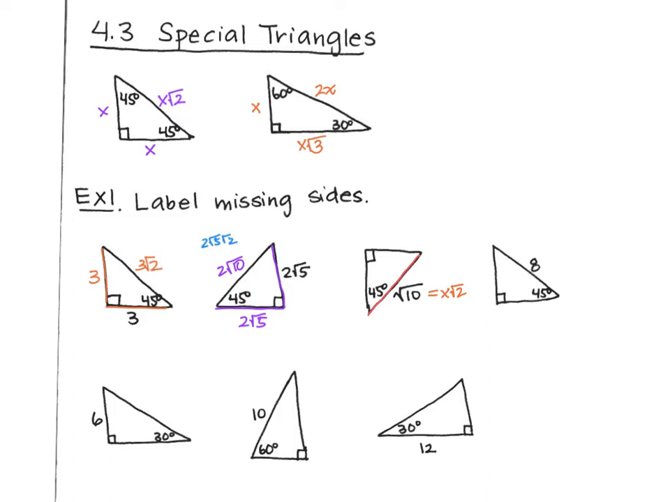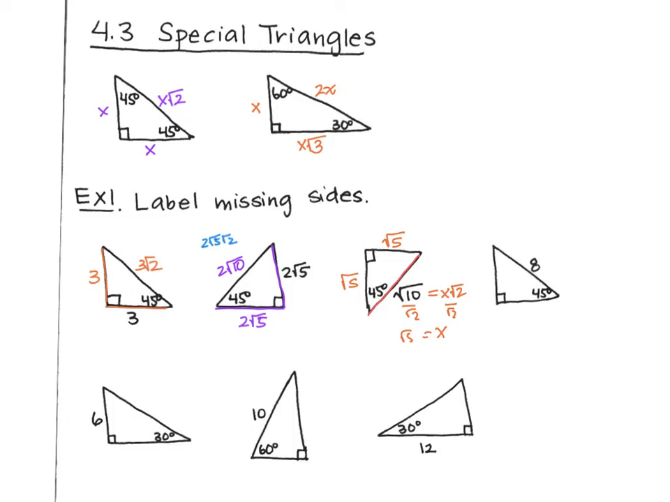If I divide both sides by root 2, then I'll get that x is the square root of 5. So both of the legs must have been square root of 5. And if I double check, if I do square root of 5 times square root of 2, that would match the hypotenuse as square root 10.